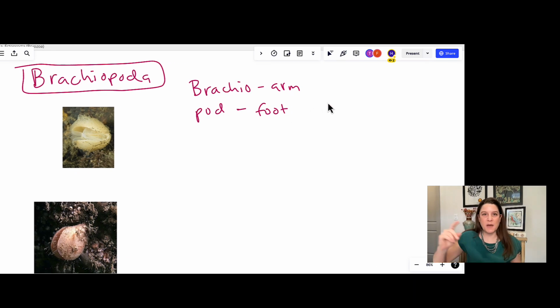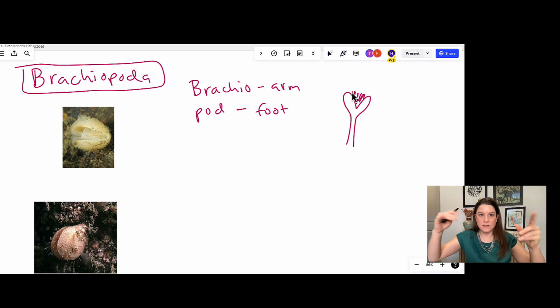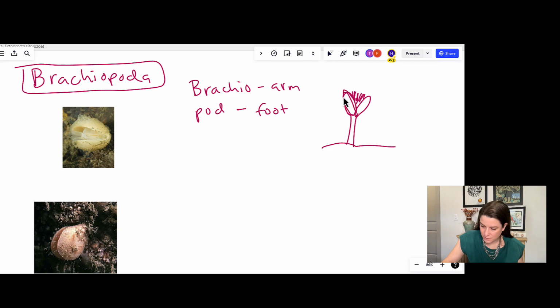Like the brachial artery is in your arm. So basically they're going to be like this, and then a little clammy looking thing, and their body is in here, and they have these feeding structures that are sort of tentacly. They're not tentacles with stinging, but they can capture food. So this would be on some sort of substrate, and this would be the shell looking part. Barnacles look a little bit like that, but they're crustaceans. But these, I call them a clam on a stick.